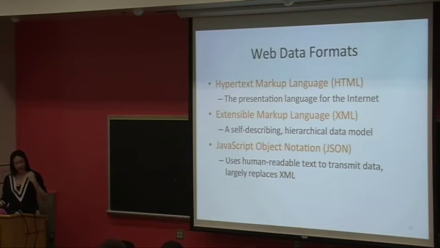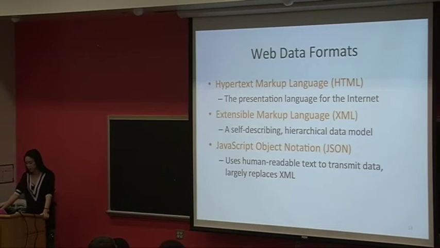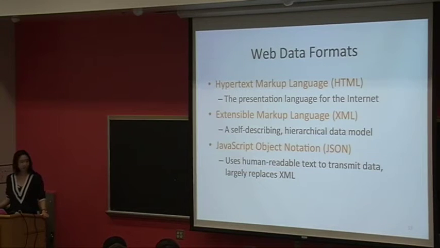Then we have XML. It's actually trying to complement a lot of the drawbacks of HTML. So XML, we say it's a self-describing hierarchical data model. You'll see later why it's hierarchical. Okay, the third type we want to talk about is JSON. It uses human-readable text to transmit data, and it has largely replaced XML.